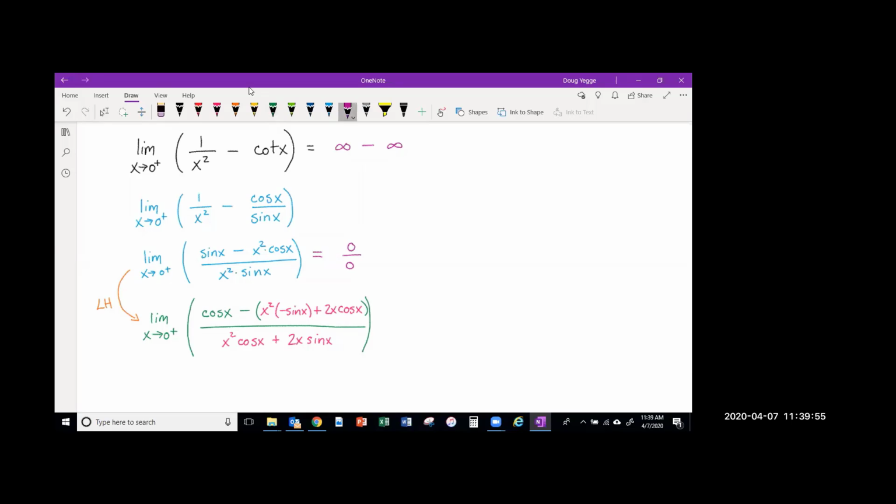So we try this again. We get the limit as x approaches 0 from the right of cosine x. Well, that's 1. Minus, well, the limit as x approaches 0 of this next term is just 0, and the limit of this last term is also 0. So we're left with 1 minus 0 plus 0 over, and now we take the limit of each of the terms on the bottom and we get 0 plus 0, which gives me 1 over 0.